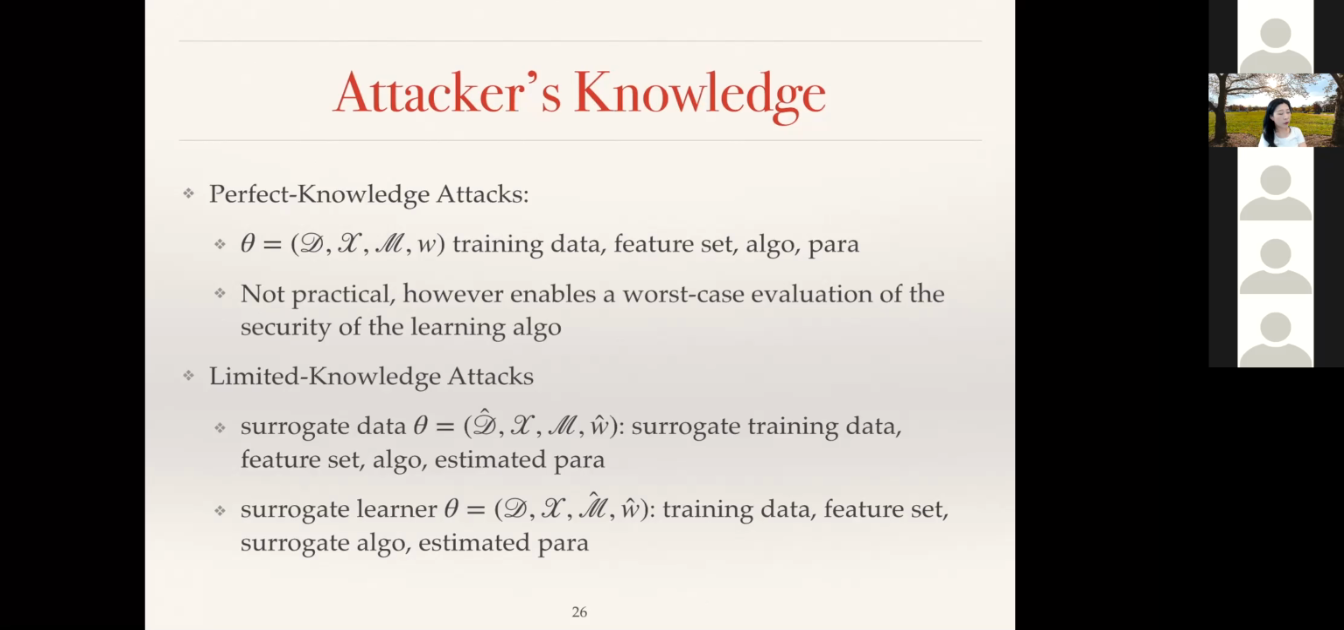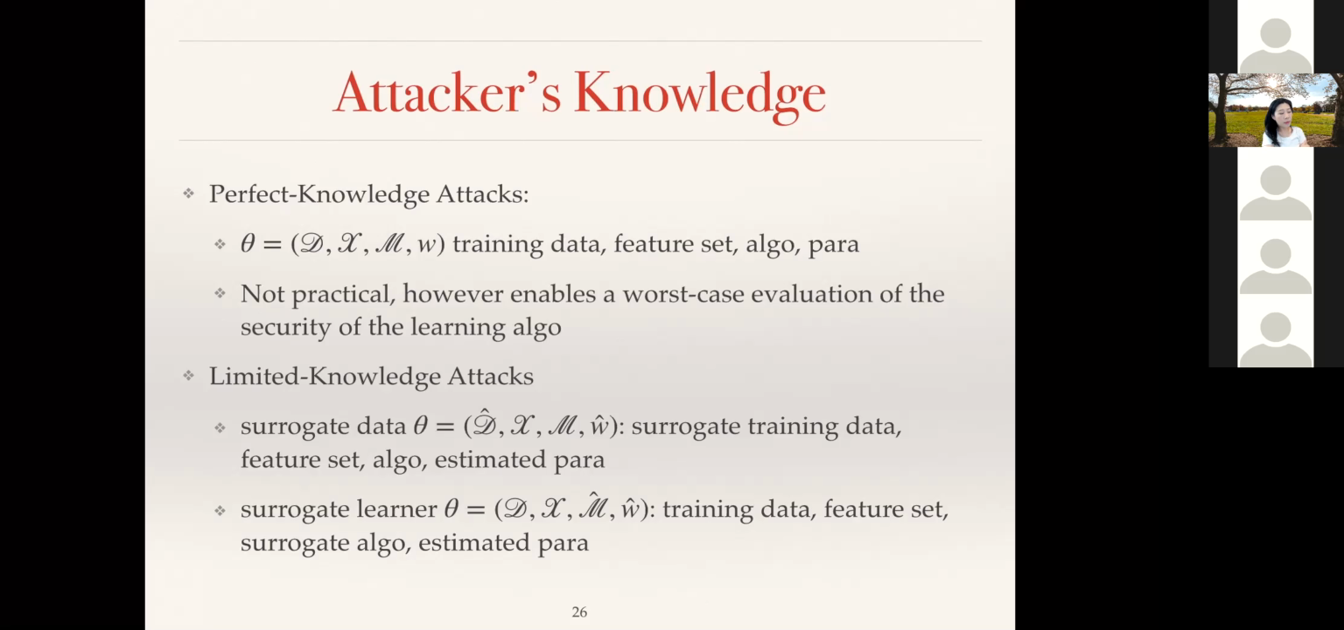So, you have the perfect knowledge attacks, which is not practical, but it assumes that the attacker will know the training data, know the feature set, know the algorithm, and know the parameters of the learning algorithm. Apparently, it's not very practical. In practice, that's usually not what attackers know, but it still gives us a worst-case evaluation of the security of the learning algorithm. So sometimes it's still useful for understanding, in the worst scenario, how secure your learning algorithm is.